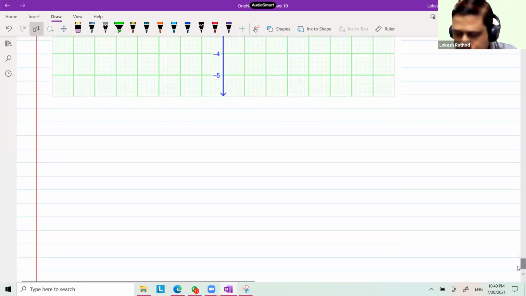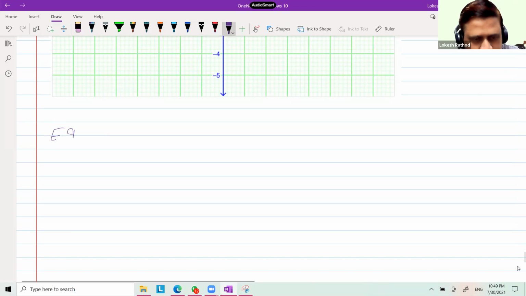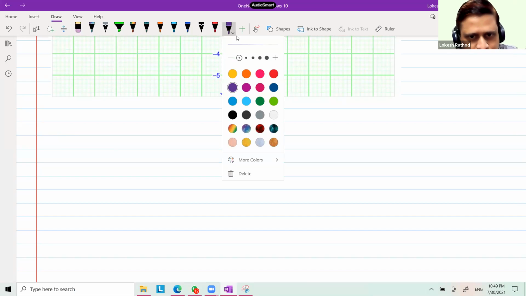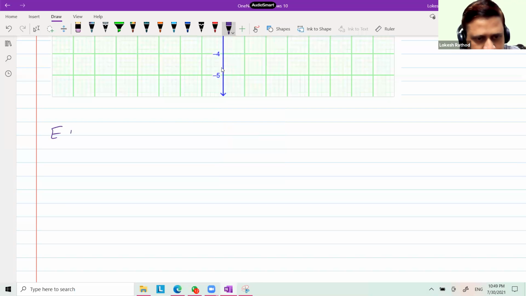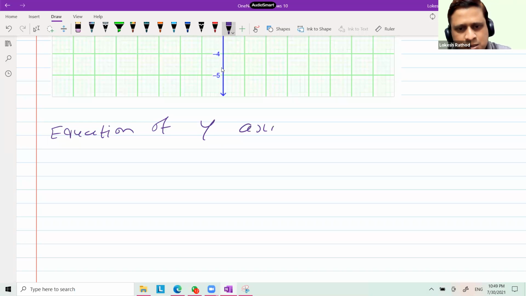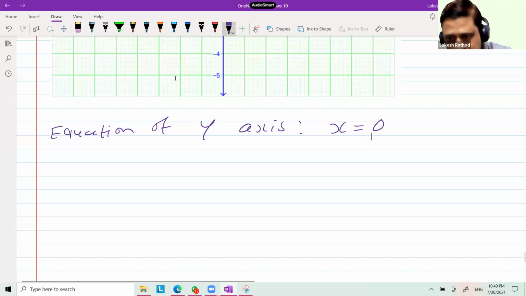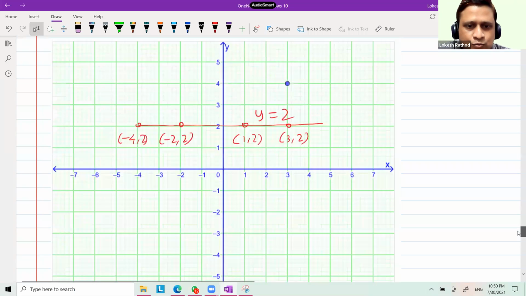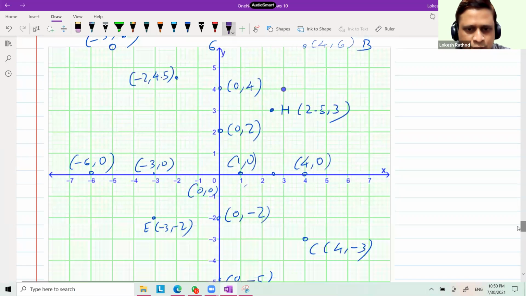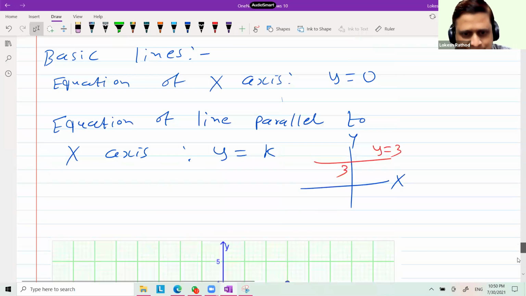Similarly, can you tell me what will be the equation of, say, the y-axis? What will be the equation of the y-axis? The equation of the y-axis is x equal to 0, because all the points on the y-axis have their x coordinate equal to 0, as we have discussed over here. So the equation of the y-axis is x equal to 0.